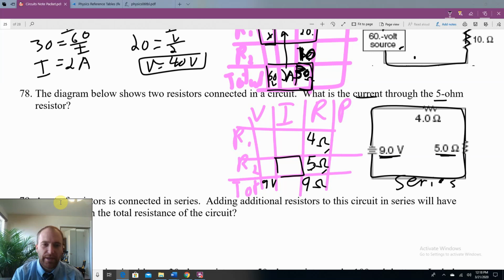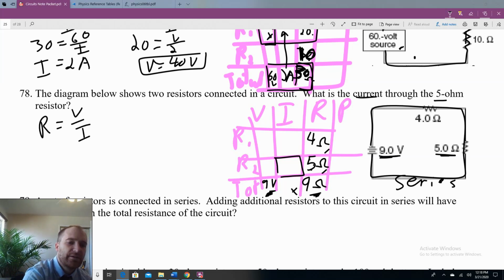Again, think of what we can find. I'm looking down here, right? We know a voltage, we know a resistance. I think R equals V over I will get us there. 9 ohms equals 9 volts over I, and I think you get I is equal to, I got 1 amp.